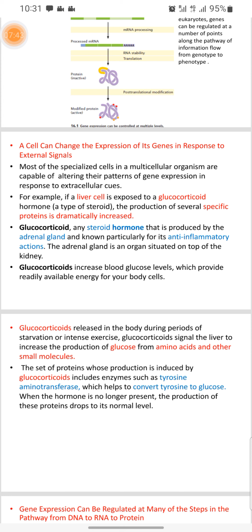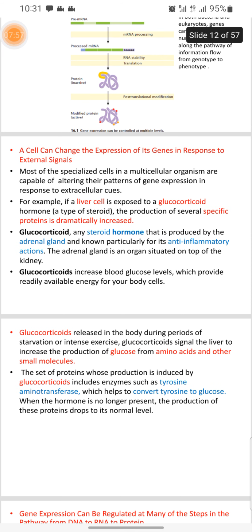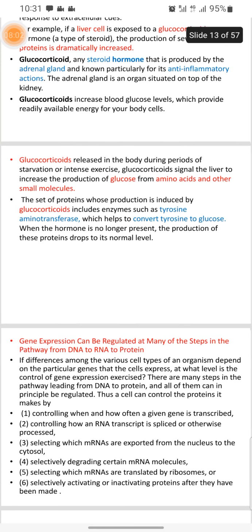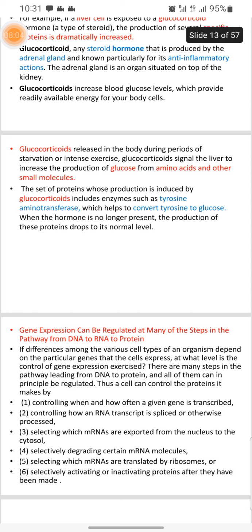Glucocorticoid hormone increases blood glucose level. That is a function of the glucocorticoid, which provides readily available energy for your body cells. Glucocorticoids are released in the body during periods of starvation or intense exercise. Glucocorticoids signal to raise the blood sugar level, so they may increase their production in the case of starvation.